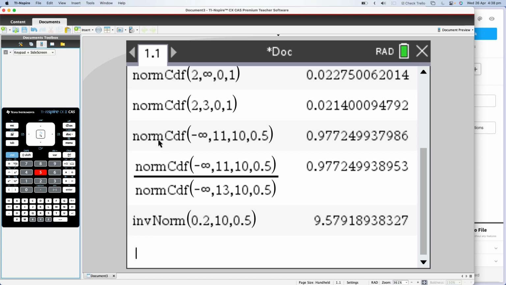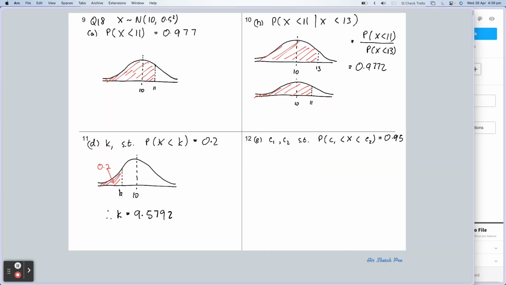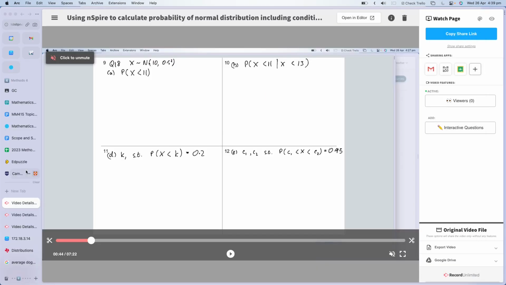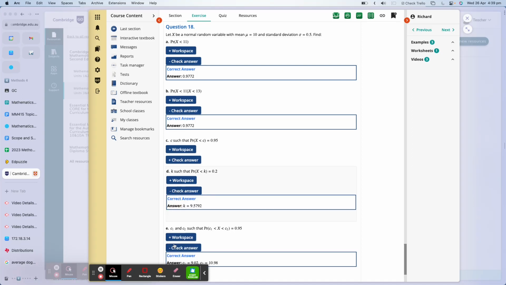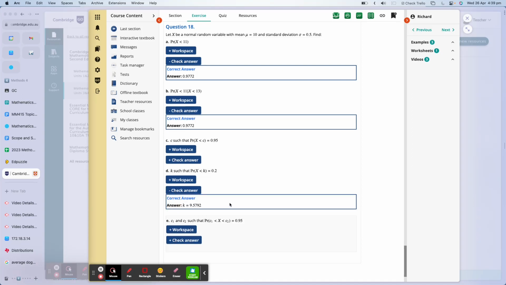So therefore, I'm writing this down. Of course, you can't see it. K is equal to 9.5792. There we go. I've gone to a few decimal places. So there's my answer there, 9.5792. And if I go back to my textbook and we look at the answer here, we can see it's 9.5792, and hooray for me, I've actually got the number of decimal places correct. Okay, let's have a look at E.